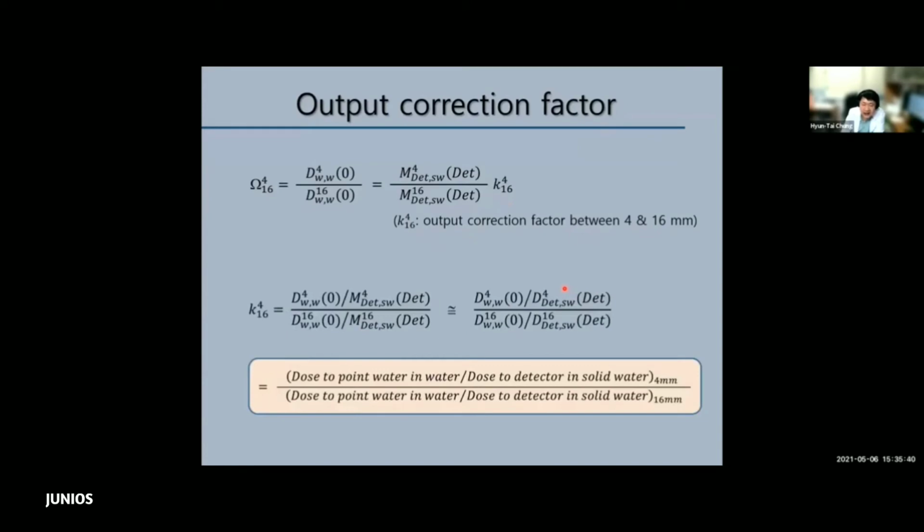This definition is just like the MSR correction factor. It is the ratio of the ratios of the dose to point water and the measured quantity. Under the same assumption, the measured quantity is always proportional to the observed dose in the detector with the same proportional coefficient, so we can use this formula to calculate the output correction factor. The meaning of the output correction factor is like this. There is a relation between the observed dose to the detector in solid water, because this is Gamma Knife, and the dose to point water in a water phantom. This relation can be different for 4 millimeter and 60 millimeter. This difference is the output correction factor.